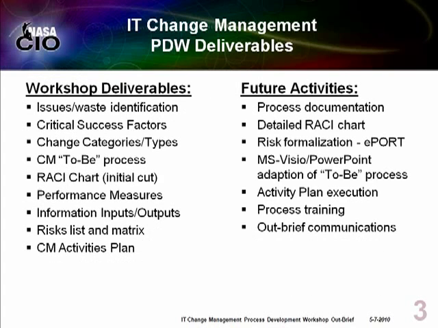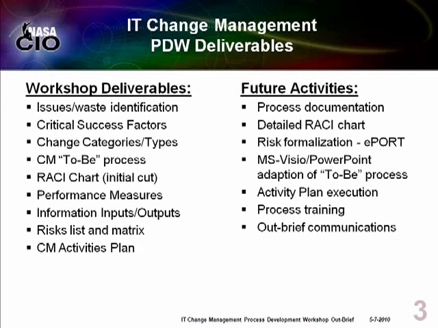On slide 3, on the left-hand side, you see some of the workshop deliverables. These are things we did during the workshop. These are a lot of the outputs. So things like critical success factors, looking at an initial cut. Again, everything is initial cut at categories, types, and items. The 2B process, the RACI chart, or a role responsibility alignment chart, critical performance measures, major inputs and outputs associated with the process, and then some of the risks, as well as, again, an activities plan.